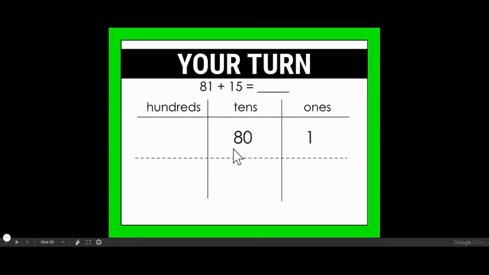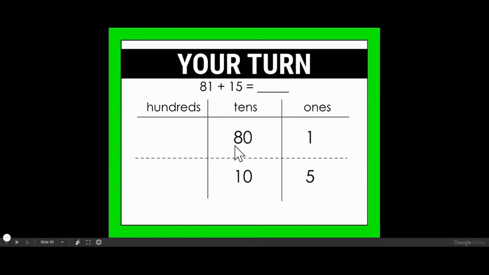All right, do you have 8 tens for 80 and 1 one? Now do the second addend, 15. All right, you should have 10 and 5. All right, now it's your turn to combine your ones together. So add the total for your ones, write it down below. Now combine your total for your tens.